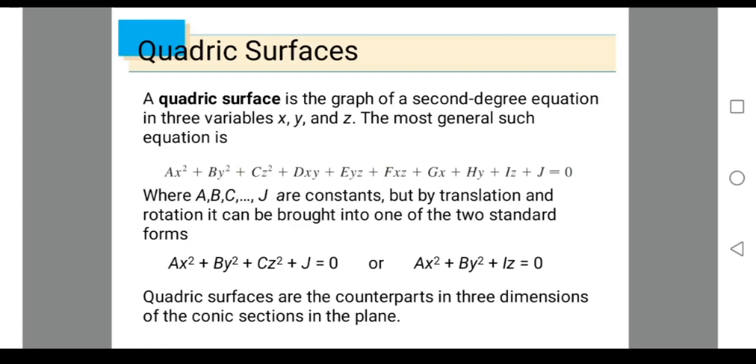So here we can see the standard forms of this particular equation, which is ax squared plus by squared plus cz squared plus j equals 0, or ax squared plus by squared plus iz equals 0. So quadric surfaces are the counterparts in 3 dimensions of the conic sections in the plane, right? They are actually equivalent, understand? So it means that these surfaces are equivalent in 3 dimensions.